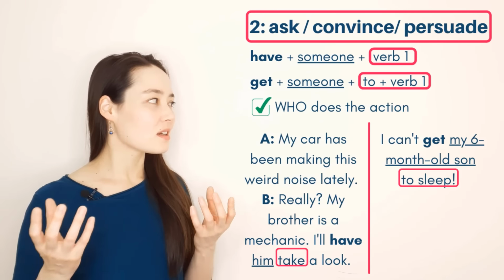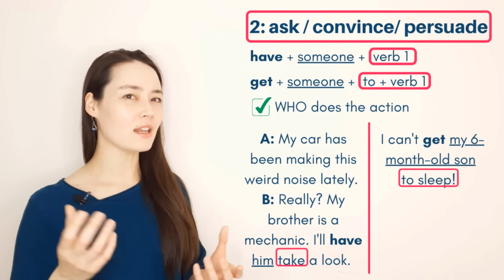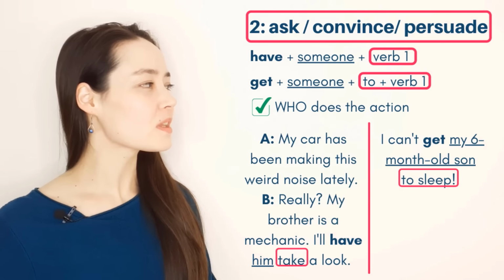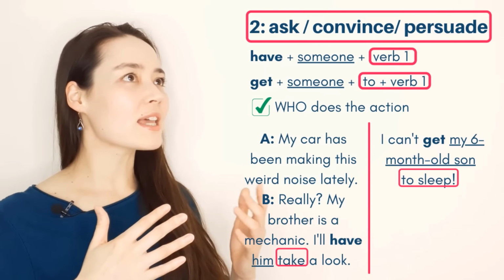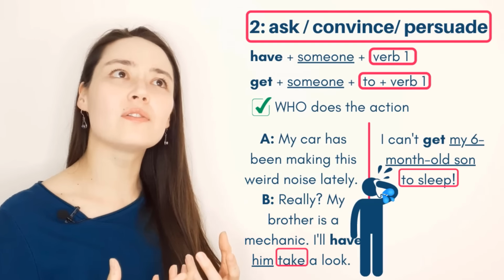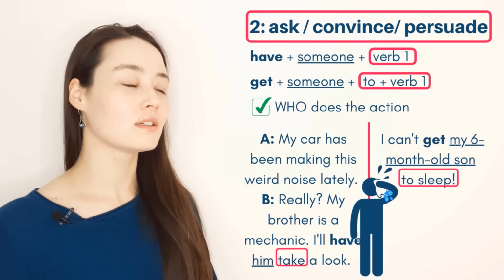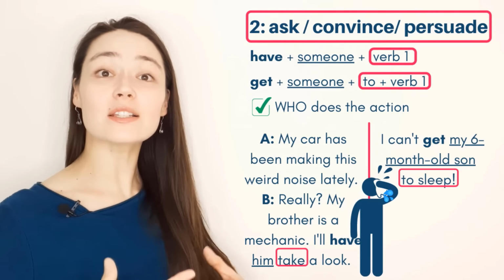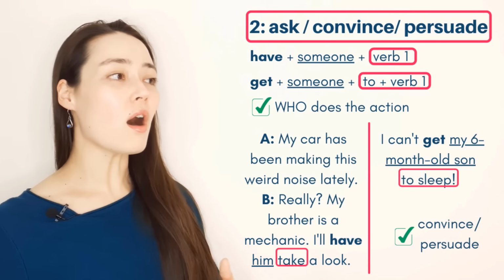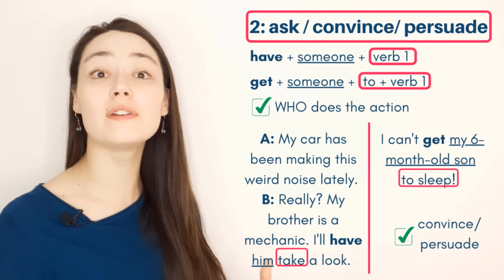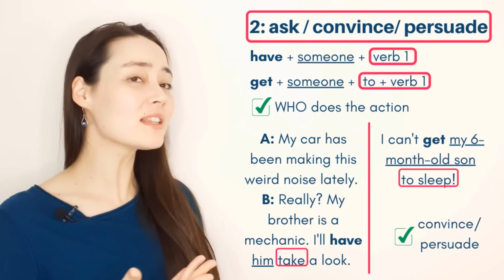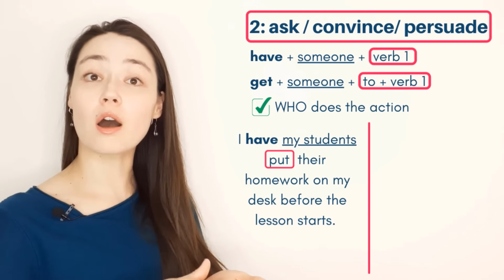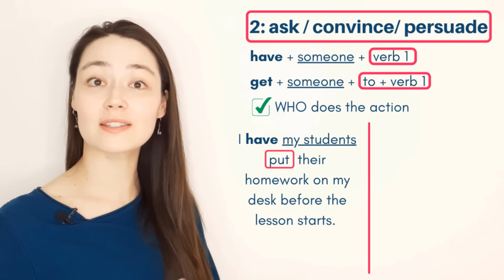In this case, is there a difference between have and get? Yes, a little difference. For you, which example feels more difficult for the subject? Get. When we use get someone to do something, we often have to persuade or convince this person. Have is a little bit more neutral. I have my students put their homework on my desk before the lesson starts.